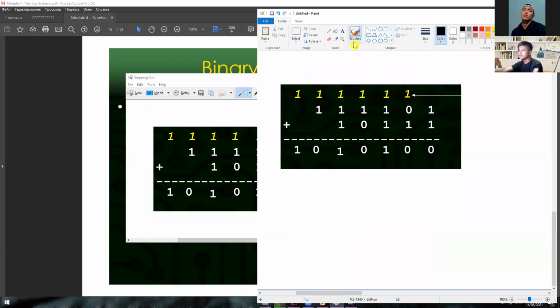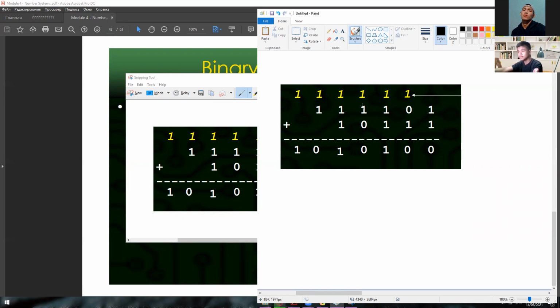So from here, 1 plus 1 is 10. So carry 1, bring down 0. This carry will be added to this one. So 1 plus 1 is 10 again. So carry 1, bring down 0. So in here we have 3 ones: 1 plus 1 plus 1 is 11. So carry 1, bring down 1.